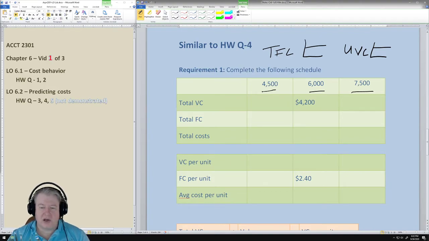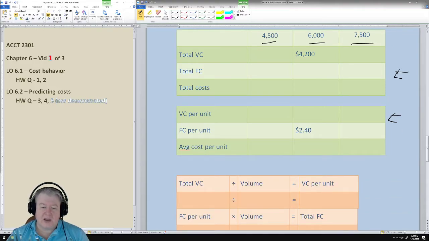Well, how are you going to do this? Well, you have to use this idea that the unit variable cost and the total fixed cost remain the same. Well, do we have total fixed costs? We don't have that. Do we have unit variable cost per unit? We don't have that either. But can we figure that out? In other words, if I have fixed cost per unit is $2.40, can't I multiply that by 6,000 units to figure out what the total fixed cost is? And that's what we could do.